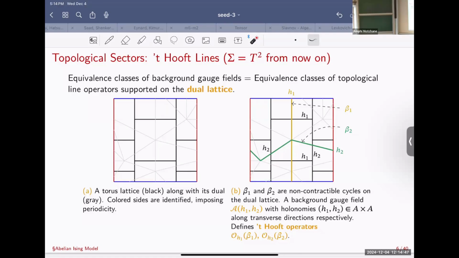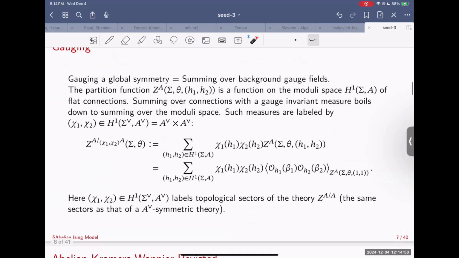Does that answer your question? Yes, thanks. Okay, great. All right, so given a global symmetry, it's natural to ask how we can gauge the global symmetry. The gauging of a global symmetry is basically the same as summing over all background gauge fields. We can think of this partition function as a function on the moduli space of flat connections, labeled by H1 and H2, the two holonomies in the two non-contractible cycles. And so summing over these holonomies is equivalent to gauging this global symmetry.